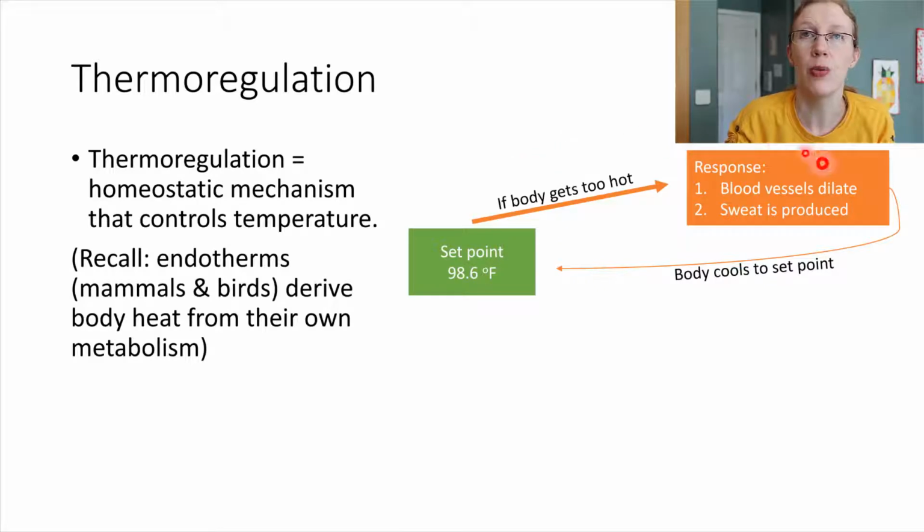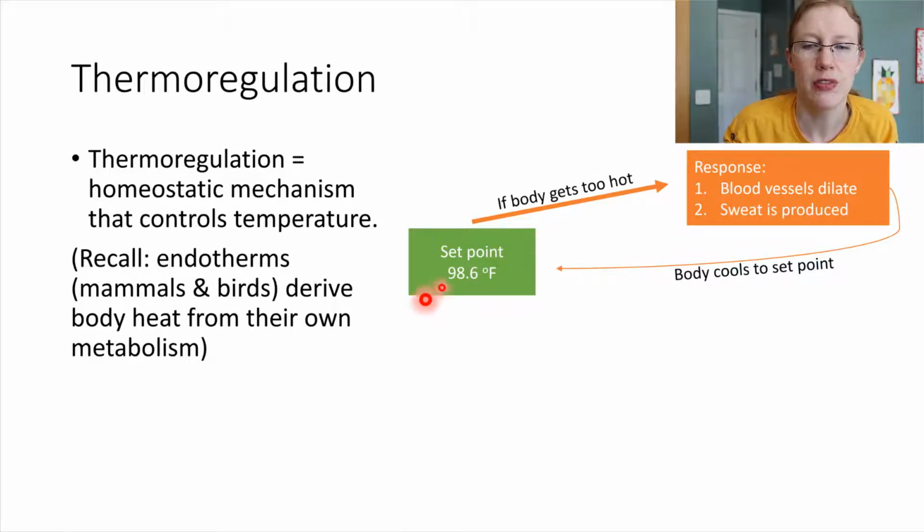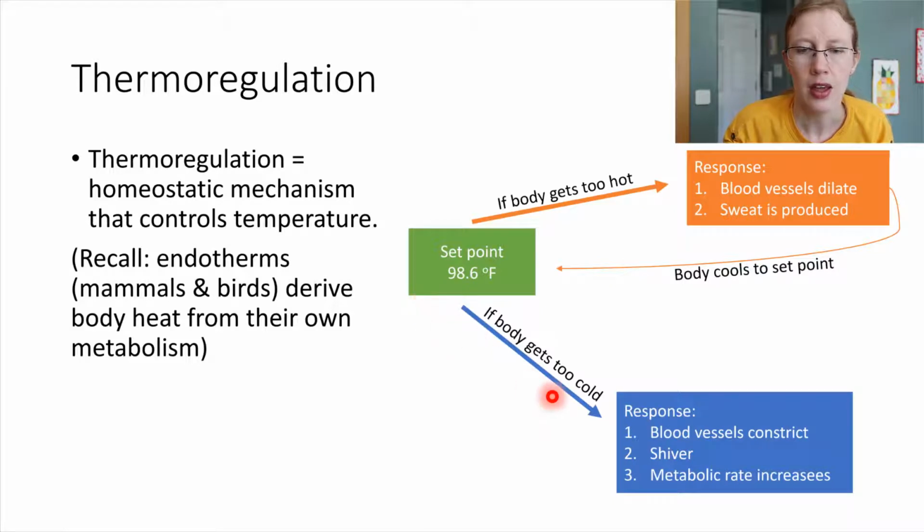This is maintaining homeostasis. We can think about it in the other direction too. What happens if our bodies start to get too cold? If our body temperatures drop below the set point, then what will we do? Well, kind of just the opposite.